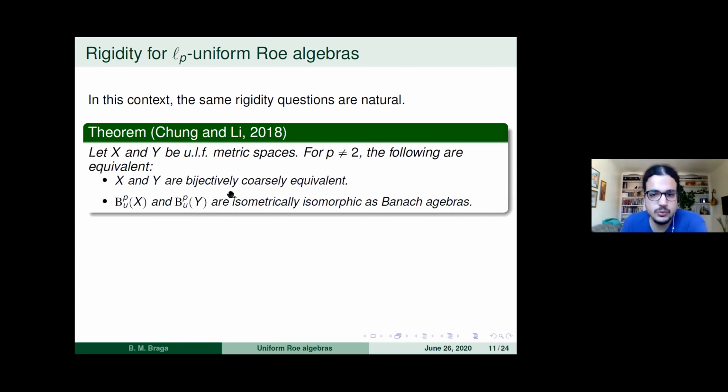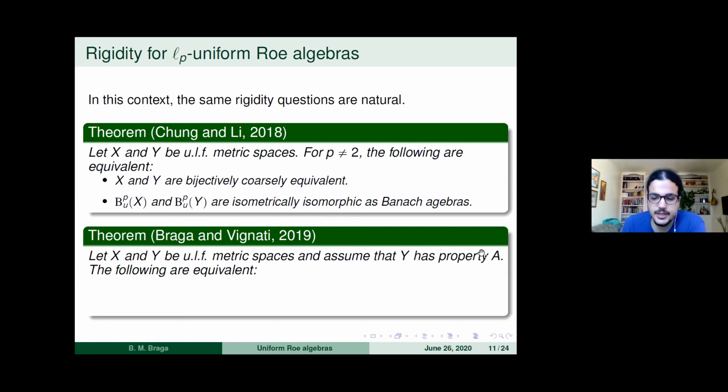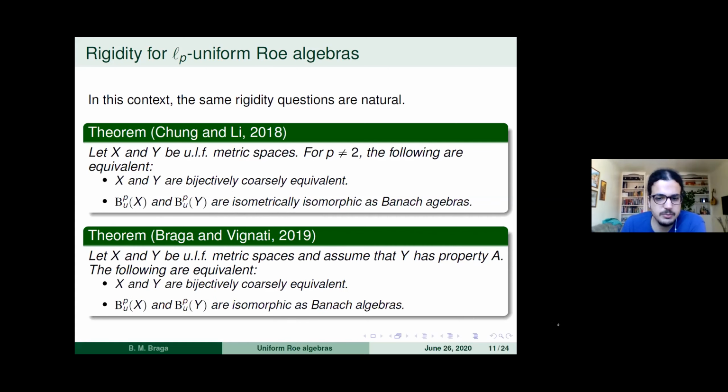Now, if you want to remove this word here, if you just want to look at Banach algebra isomorphism, then we can still say something, but then we have, again, a metric property. And again, this is not the most general thing we have. That's just the easiest one to write. But then we still have something similar, at least in the presence of property A. A bijective coarse equivalence would be the same as an isomorphism as Banach algebras between the ℓ^p uniform Roe algebras.